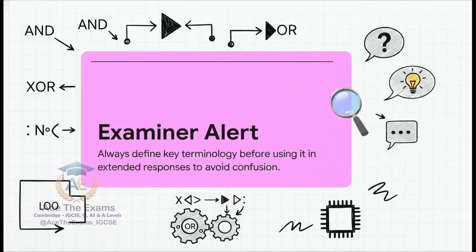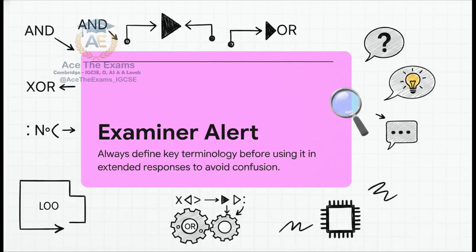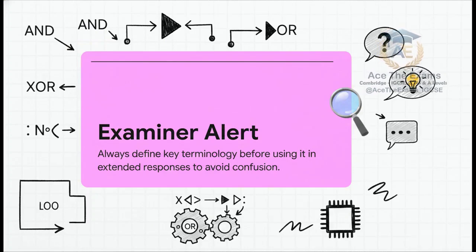And this brilliantly illustrates our next major warning. Key terminology is a massive, massive stumbling block. The examiner reports explicitly state that candidates consistently confuse terms. The rule of thumb here is simple, but it saves grades. Always define your technical terms before you use them in your extended responses. Do not just assume the examiner knows what you mean by logic gate efficiency or combinational logic. Define the parameter quickly, in one sentence, and then apply it to the scenario. It shows the examiner you are in complete control of the computer science vocabulary.